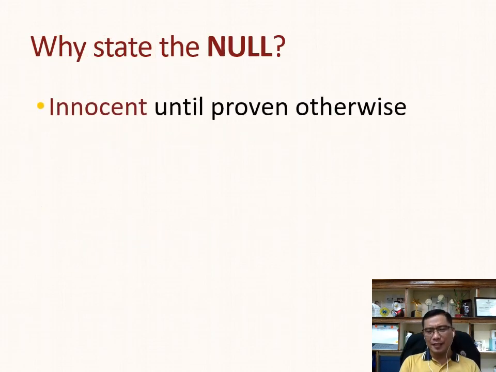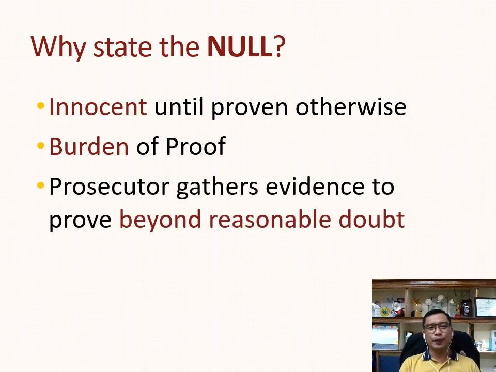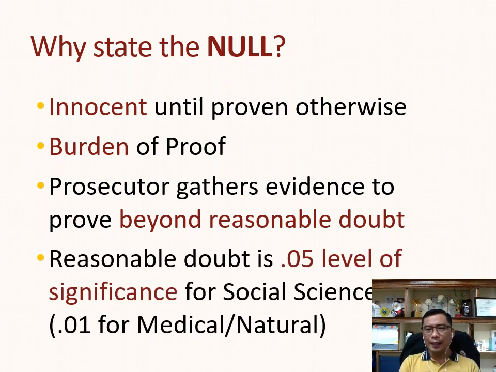Now, why state the null? Because, yes, innocent, and then the burden of proof is on you. So you need to gather data, but the weighing of the data, so that you would say that it is enough to prove the guilt of an individual, should be beyond reasonable doubt. So in the language of statistics, reasonable doubt would mean it should not be beyond 0.05. Okay.